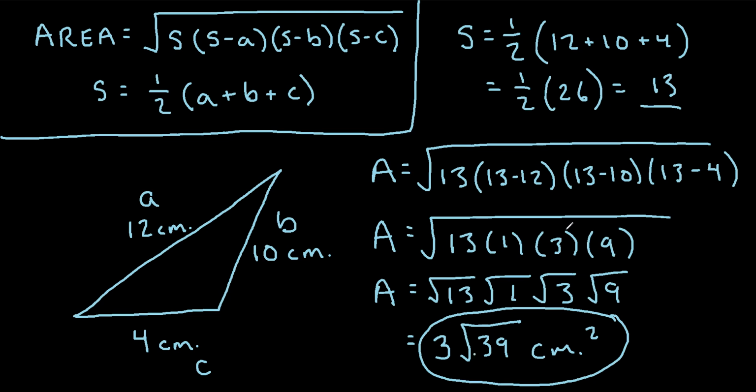Now, if you were to punch this into a calculator, you would get something like 18.735 centimeters squared, but I prefer to leave it in this square root notation because this is an exact answer. So that is how you can use Heron's formula to find the area of a scalene triangle when you're only given the length of the three sides.